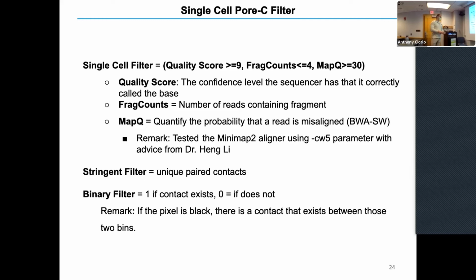We've also created a stringent filter, and this is only looking at the unique paired contacts, so you reduce the number of contacts from just this filter. And then we built a binary filter, an unweighted filter where it's 1 if a contact exists in that band, 0 if a contact does not exist in that band. Just a remark: if the pixel is black, there's a contact that exists between those two bands.